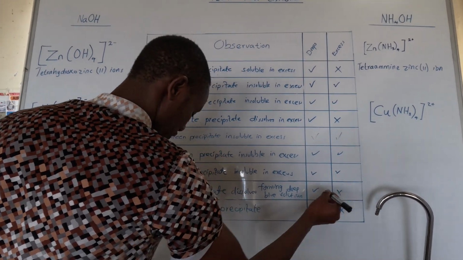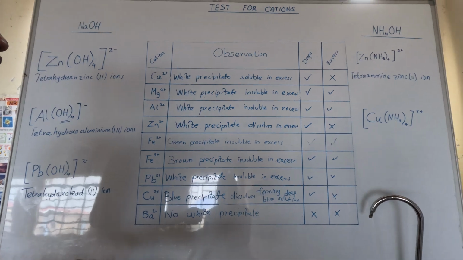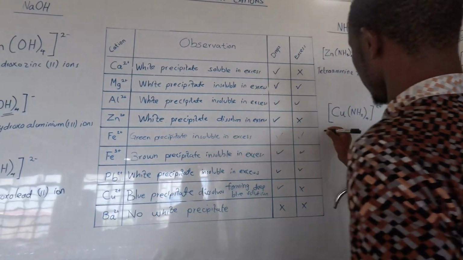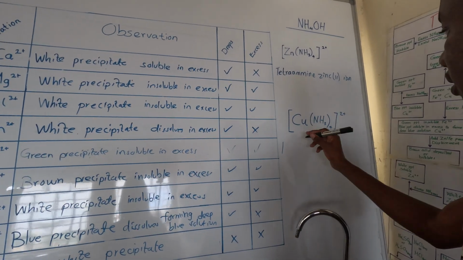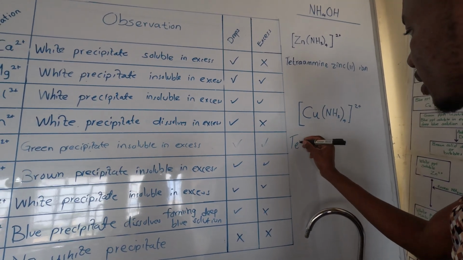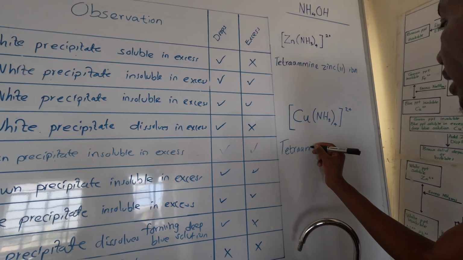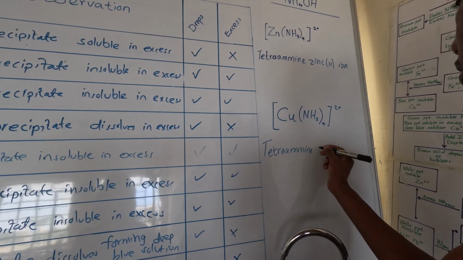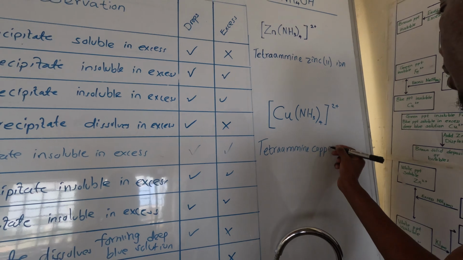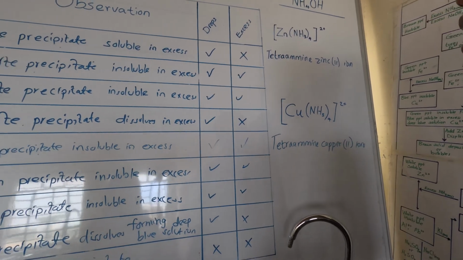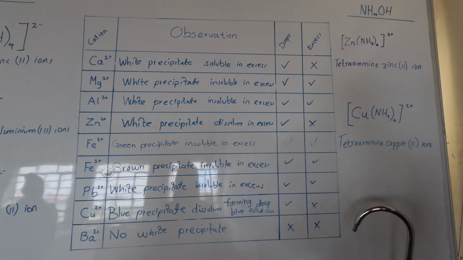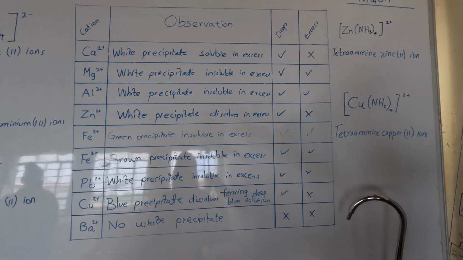Why does it dissolve? Due to the formation of a complex ion that is called tetraammine copper(II) ion, [Cu(NH3)4]2+. And this brings us to the end of our presentation.